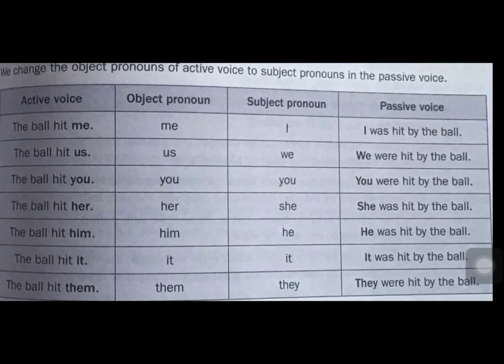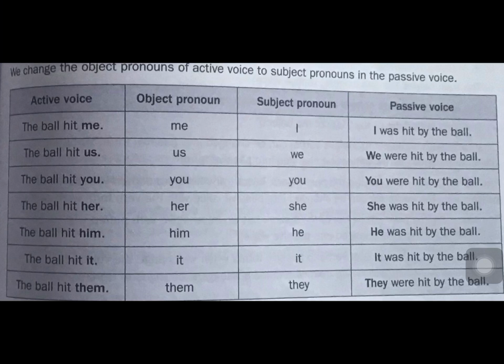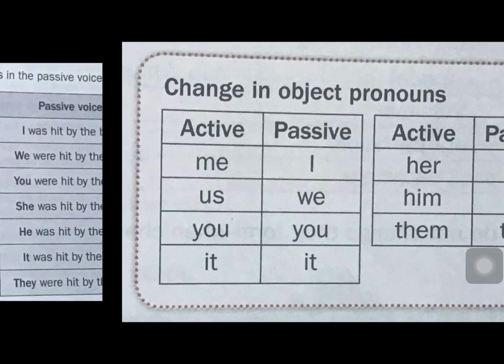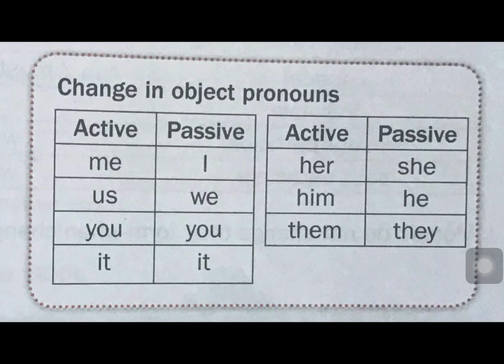Now see here. Along with the sentences we have gone through object pronoun, subject pronoun, and how we can change the sentence given in the active voice to passive voice. This slide is exclusively related to change in object pronouns. In active voice if me, then in passive voice I; us, we; you, you; it, it; her, she; him, he; them, they. In active voice they have given object pronouns. In passive voice, subject pronouns.